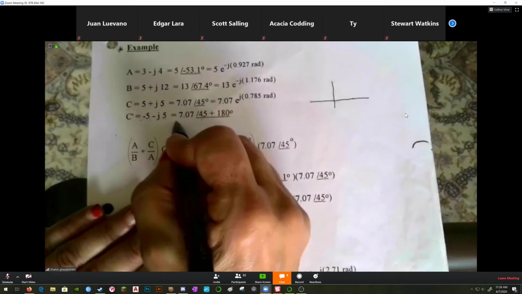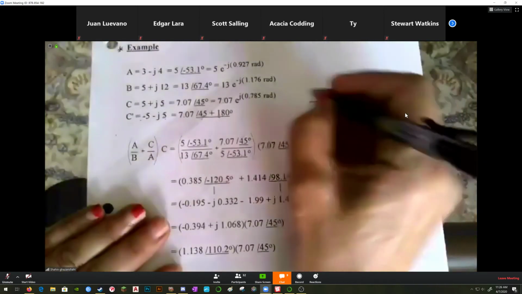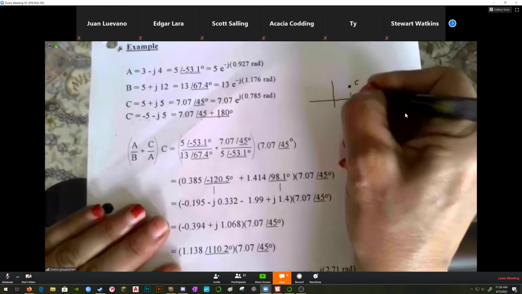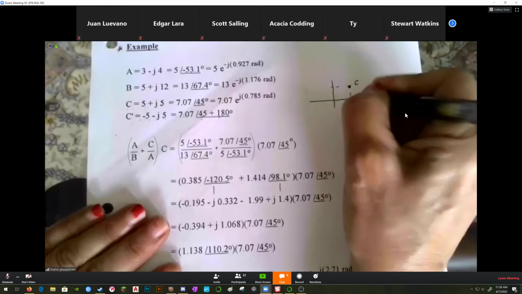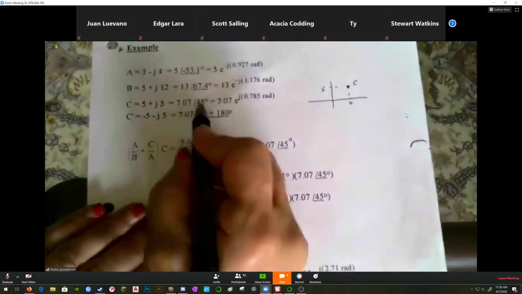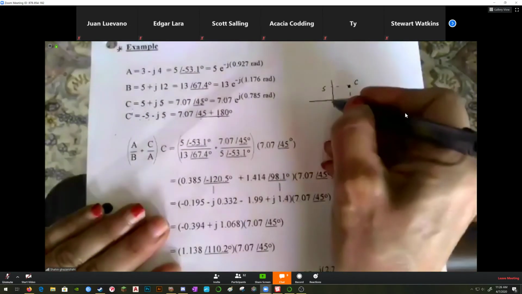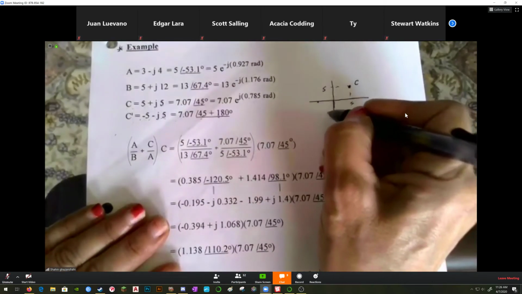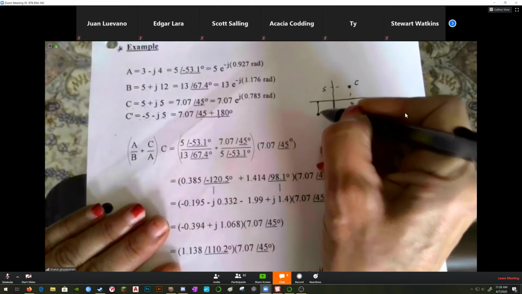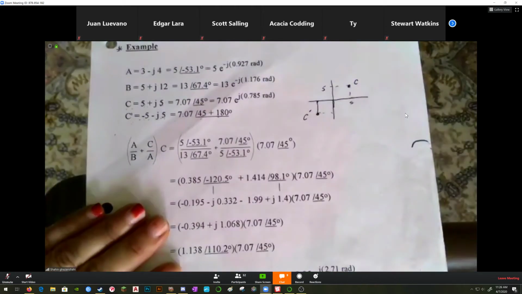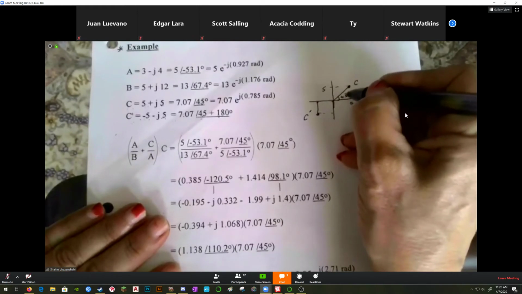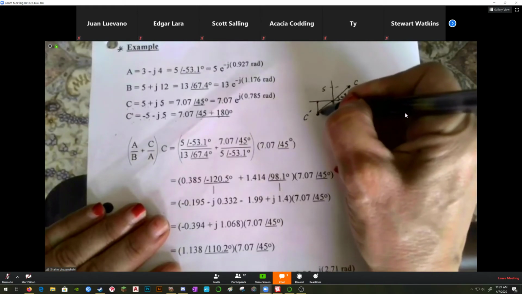But for this one, which quadrant is it in? The first one is here. That's your C. Real and imaginary are both 5, correct? But C prime is here. The real part is negative 5, the imaginary is negative 5, it is here. This is C prime, correct? So the angle for this is 45. But what is the angle for C prime?